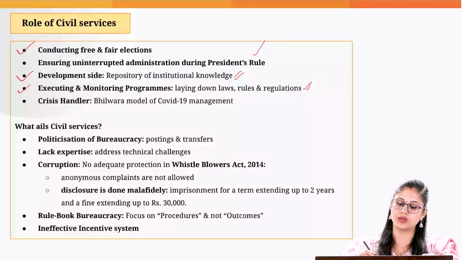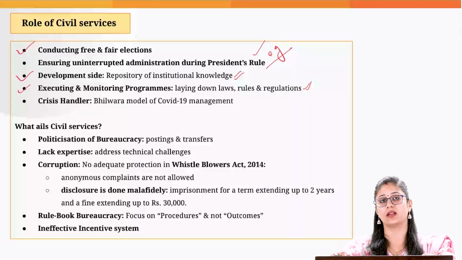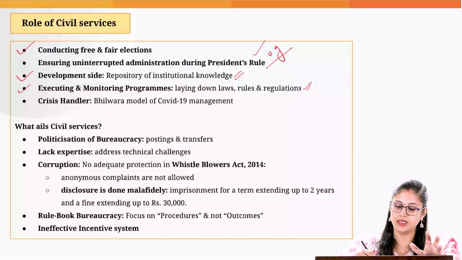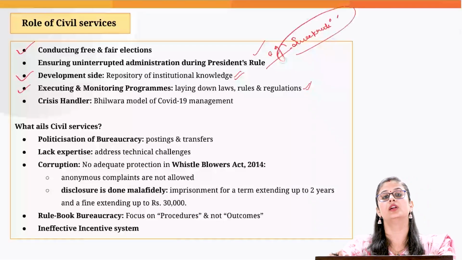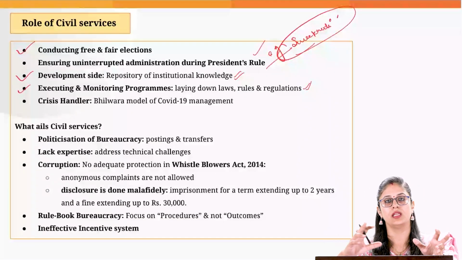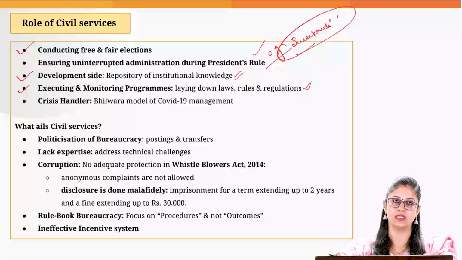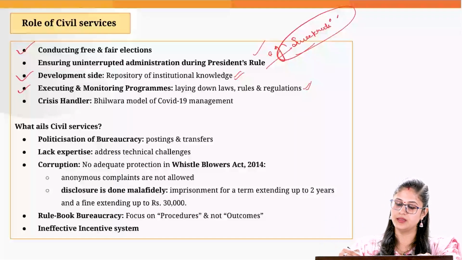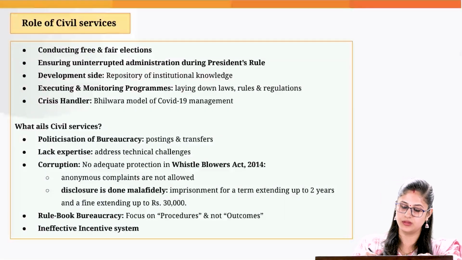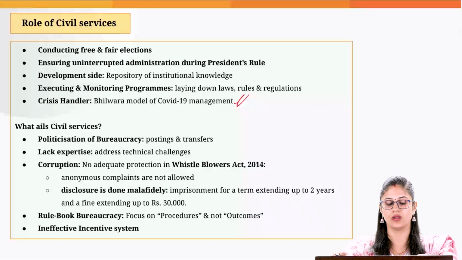For example, you can quote good examples like Chanchal Rana, who was district magistrate in Balangir district of Odisha. The Balangir district came up with Swikriti, which intended to give a voice to the transgender community, bringing them into the mainstream society and incorporating them in the social welfare schemes also. Then they act as crisis handlers. The Bhilwara model of COVID-19 management was appreciated across the world. So they help in crisis handling also.